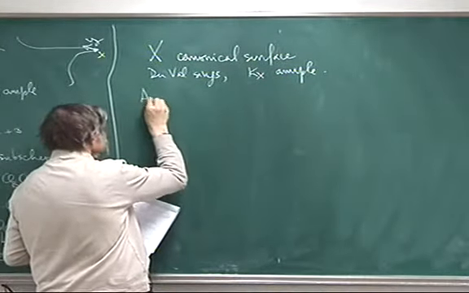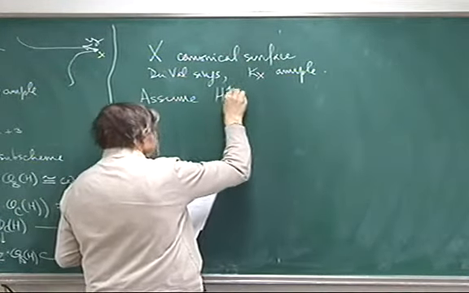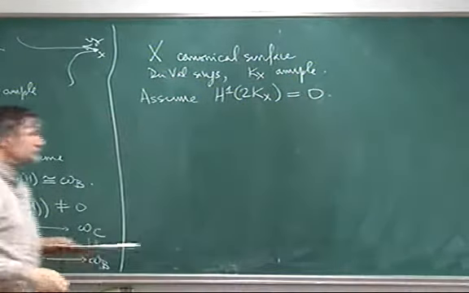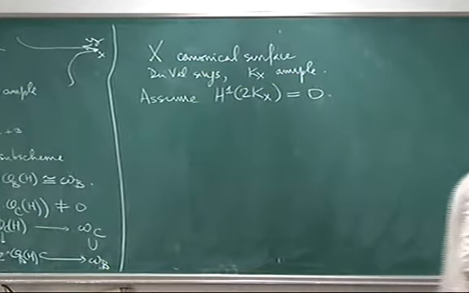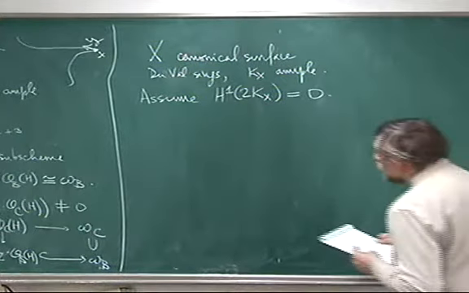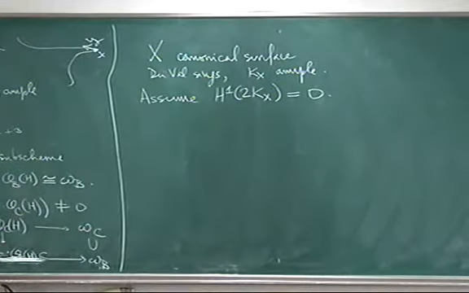So assume, in order to have a self-contained theorem, assume that h1 of 2K_X is 0. If we're in characteristic 0, this is automatic by Kodaira vanishing. It's also true unconditionally in characteristic p, but I'm not going to bother you with the details. So actually this assumption is not an assumption at all. I don't want to get involved in very complicated things about surfaces in characteristic p.